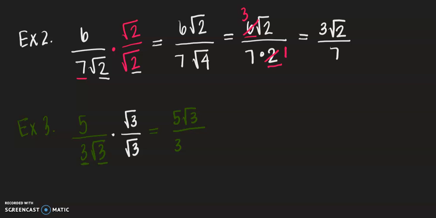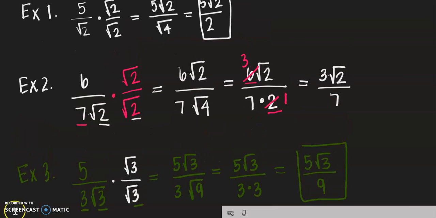And then you multiply the inside. So 3 times 3 is radical 9. And then we get 3 times 3. So we get 9 on the bottom. And I can't simplify that with anything else. So that would be our answer. And that's it.